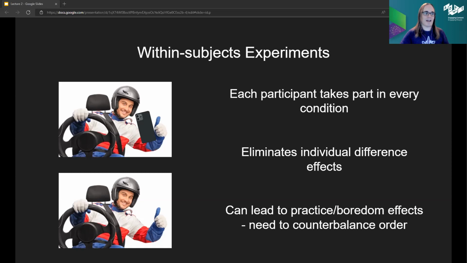In this way, either practice effects or boredom effects become a confounding variable, a third variable. And I won't play the Steve sound again.